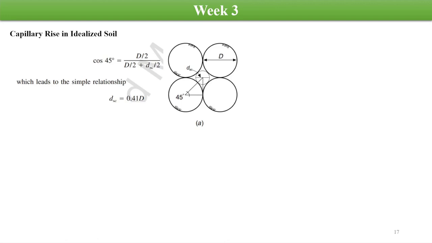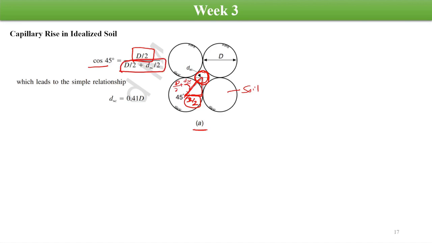For soil which has the same size of grains, if we follow the first type of packing pattern, that is the simplest packing pattern, the simple cubical form, you'll see there are four soil grains, and this is the space which is left. We are assuming that the pore space is circular. If you see in this triangle, if we apply cos 45, that's going to be d by 2 over the hypotenuse, which is d by 2 plus dsc by 2, if this is dsc.